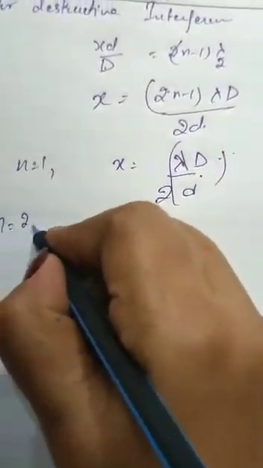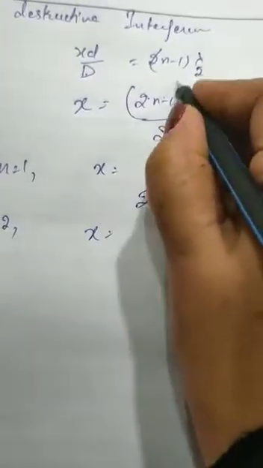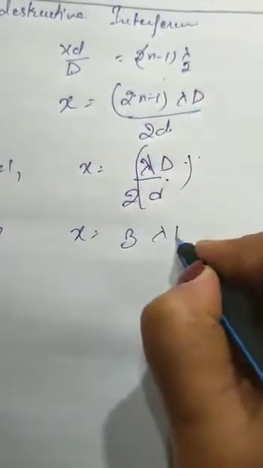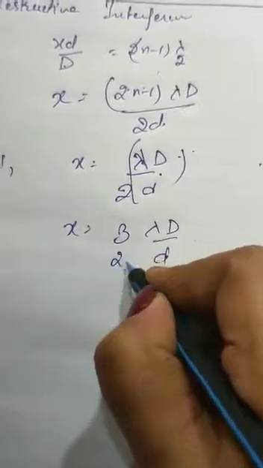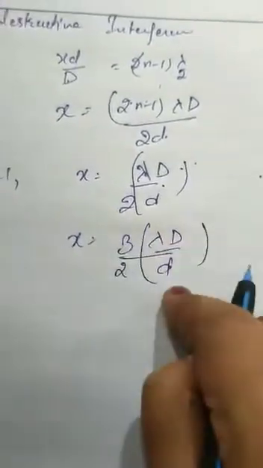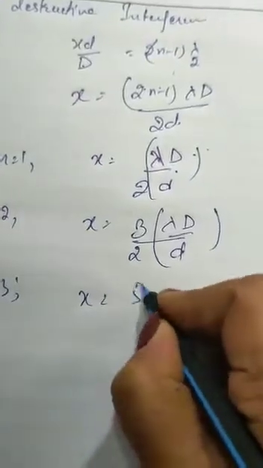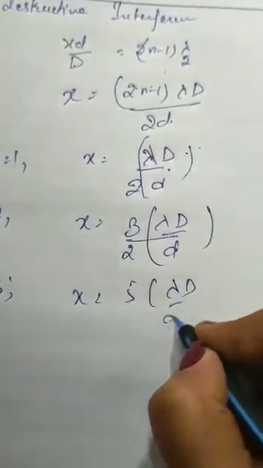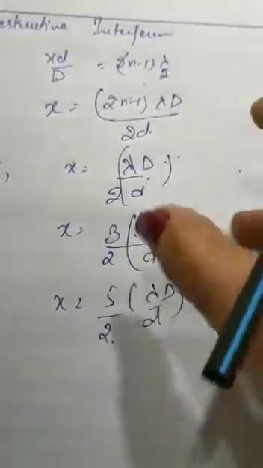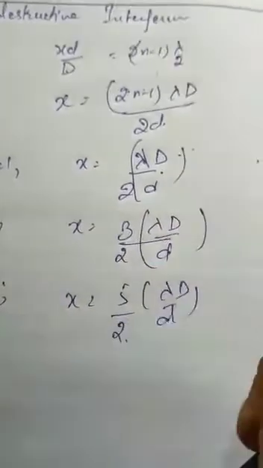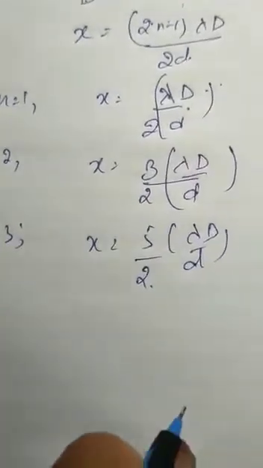Similarly, when n is equal to 2, x will become 2 into 2 minus 1, this is 3 lambda D by 2d, that is 3 by 2 lambda D by d, and n is equal to 3. Similarly, we will be having 5 lambda D by 2d. So it means there will be one maximum and another will be minimum.